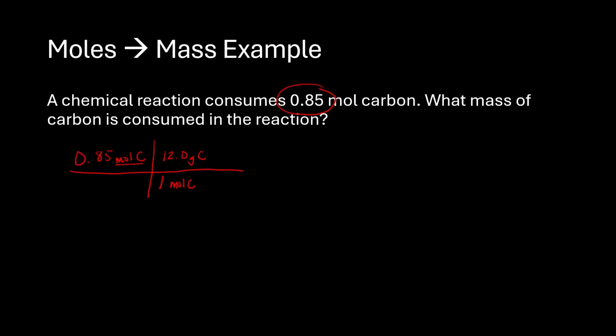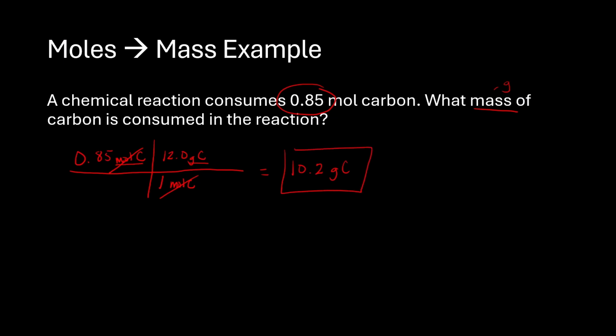What this allows me to do is cancel out moles of carbon from the top and the bottom, because if you have something on the top and on the bottom, they cancel each other out. And so this leaves me with the units of grams of carbon, and I double check. It says, what's the mass? I know mass is going to be in grams, and so that's what I want to end up with. I know I set it up correctly. And when you multiply this out, you're going to be left with 10.2 grams of carbon for your final answer. And so that's how you would convert moles to mass.